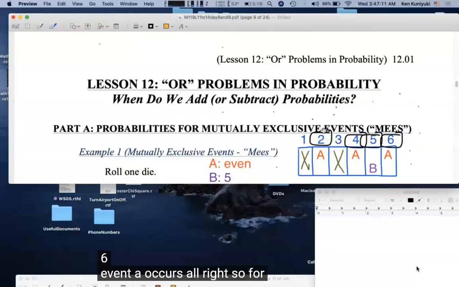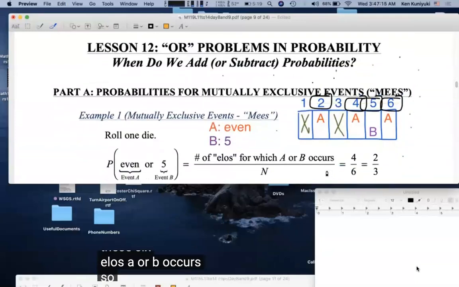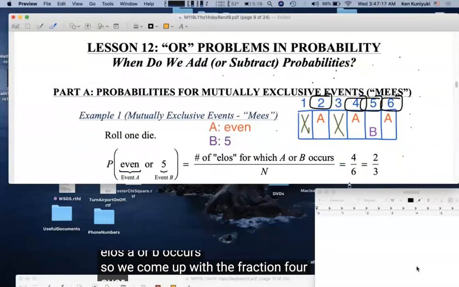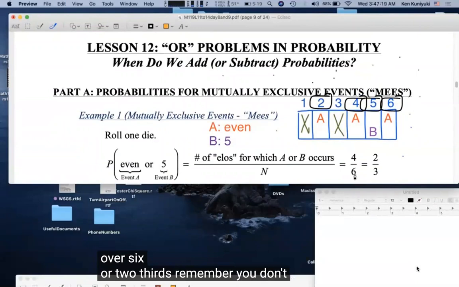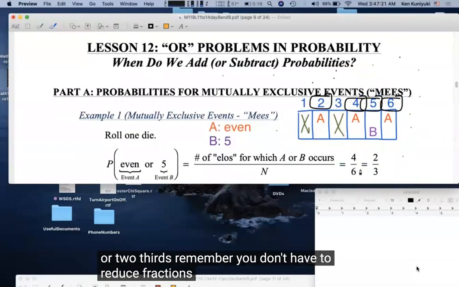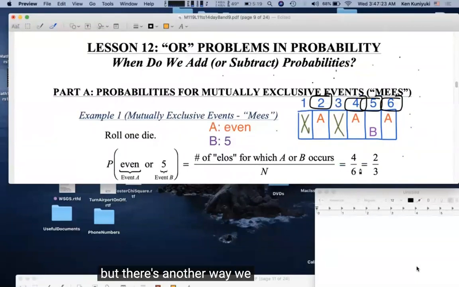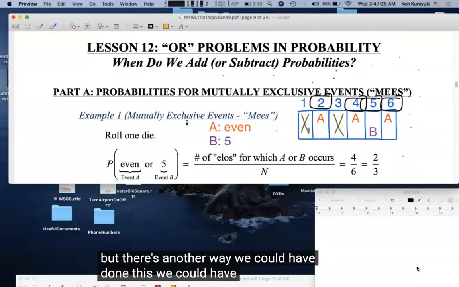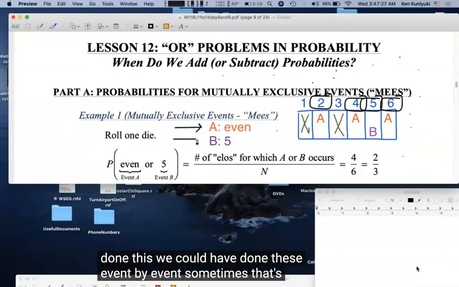All right, so for 4 of these 6 ELOs, A or B occurs. So we come up with the fraction 4 over 6, or 2/3. Remember, you don't have to reduce fractions. But there's another way we could have done this. We could have done these event by event. Sometimes that's more convenient.